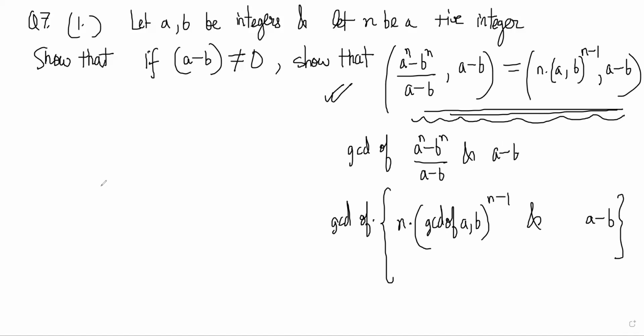Now, how do we start this problem? So let's start like this. We can write a^n as (a - b + b)^n.